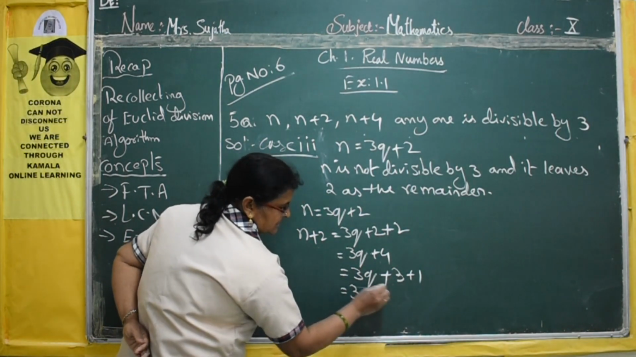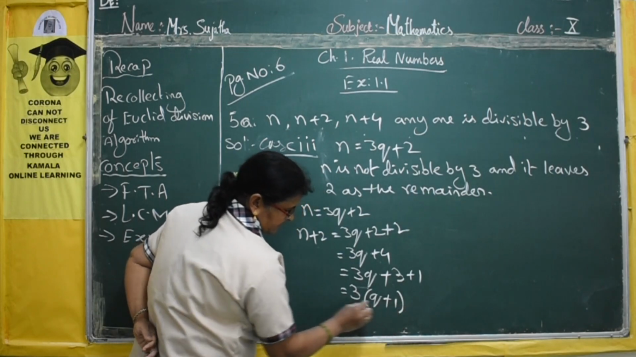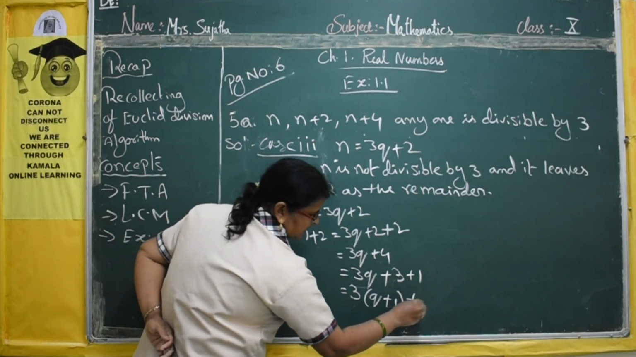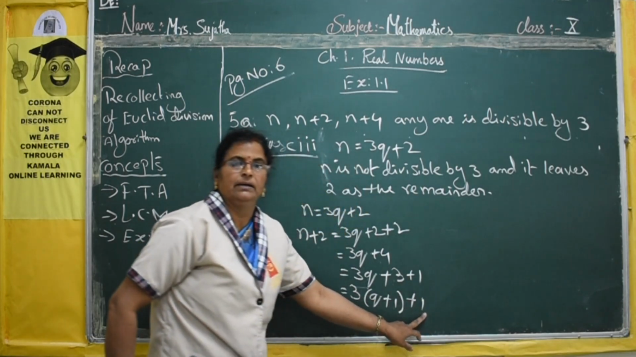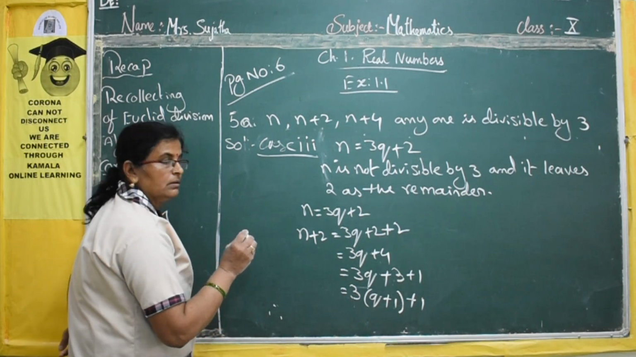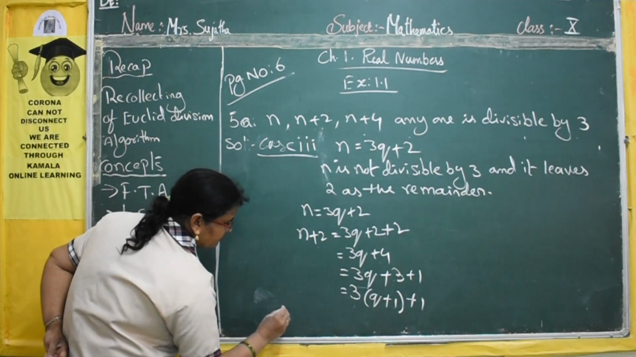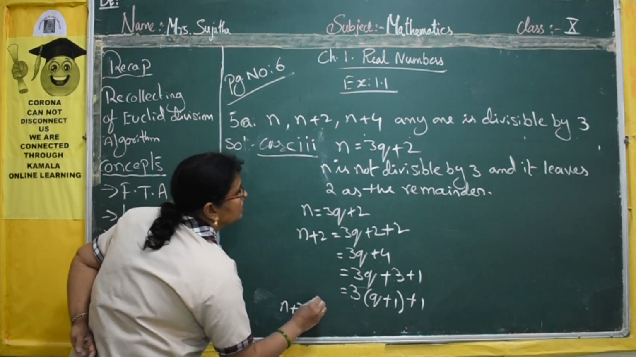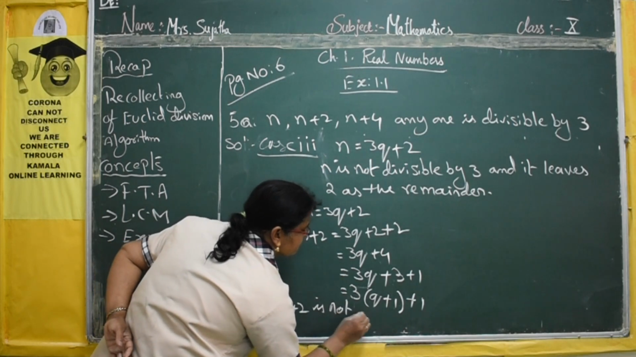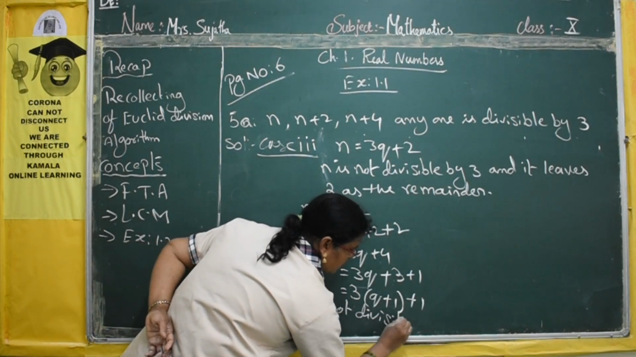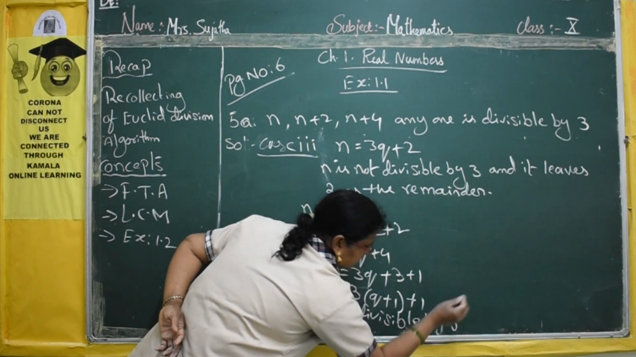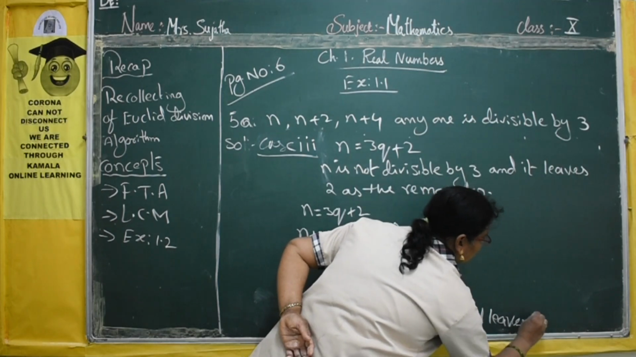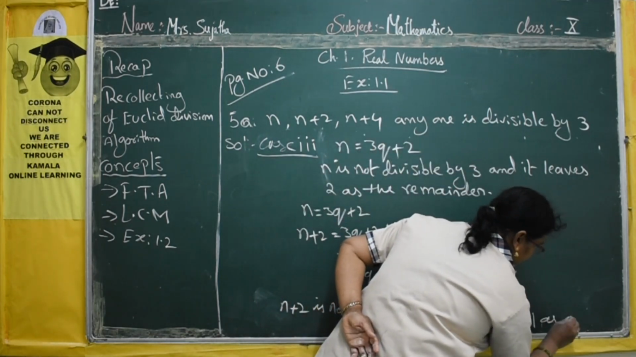Now 3 I am taking as common: 3 into q plus 1. Now see, 3 into q is 3q, plus 3 ones are 3. Now plus 1 is separate, no? That is the remainder. Therefore, what can we write? n plus 2 is not divisible by 3 and it leaves 1 as a remainder.